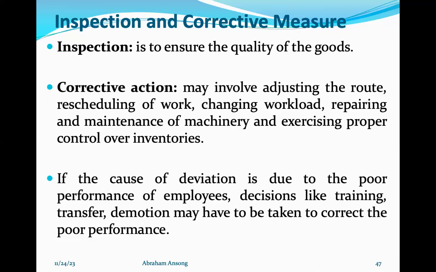Okay. Sometimes the cause of deviation might be due to the poor performance of employees. If that is the case, then decisions like training, transfer, demotion may have to be taken to correct poor performance. So sometimes the issue might not be due to routing, scheduling, loading, machines, or proper control of inventories. It might be as a result of employees not doing well. If that is the case, then maybe they need training. Maybe you have to transfer them. Maybe you have to demote them. Maybe you have to fire them, all right, and get more competent and hardworking employees.